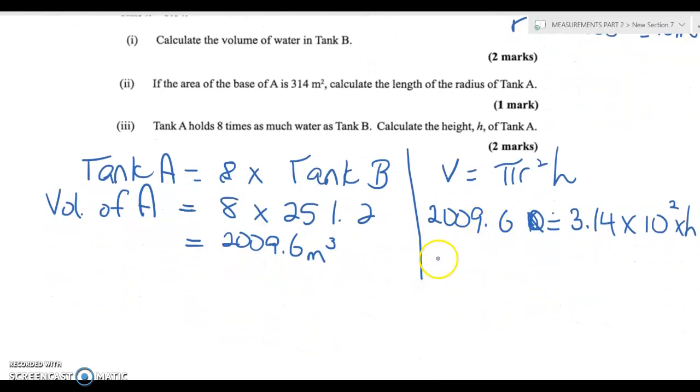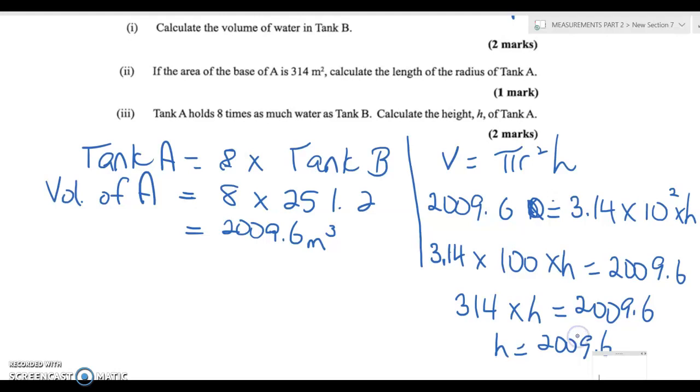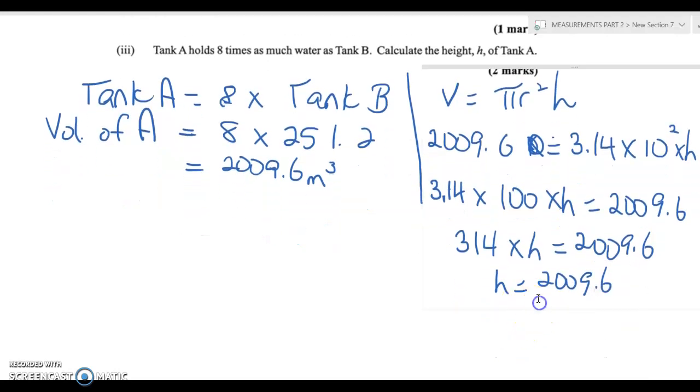Now, let's just work it out quickly. I'm going to switch the sides, right? So we have 3.14 times 10 squared, which is 100, times h. 3.14 times 100 would be 314, times h, which is equal to 2009.6. So h is 2009.6 divided by 314, and when we work that out, we get 6.4.